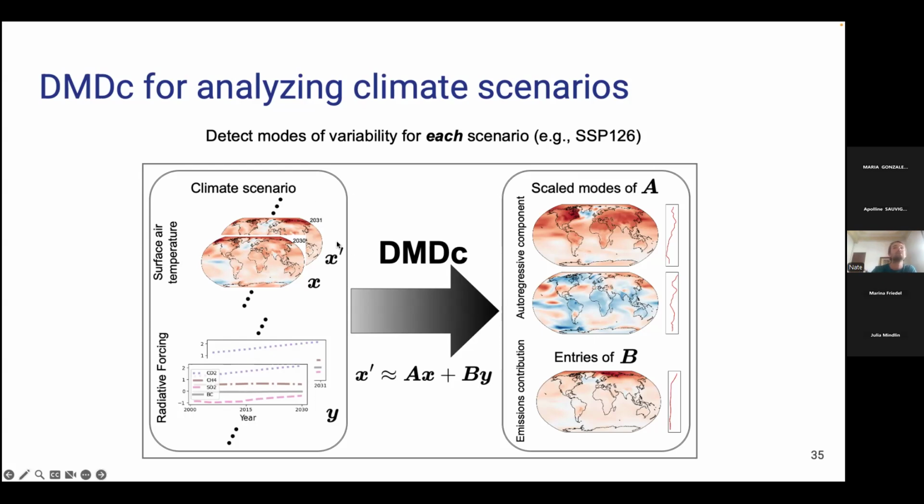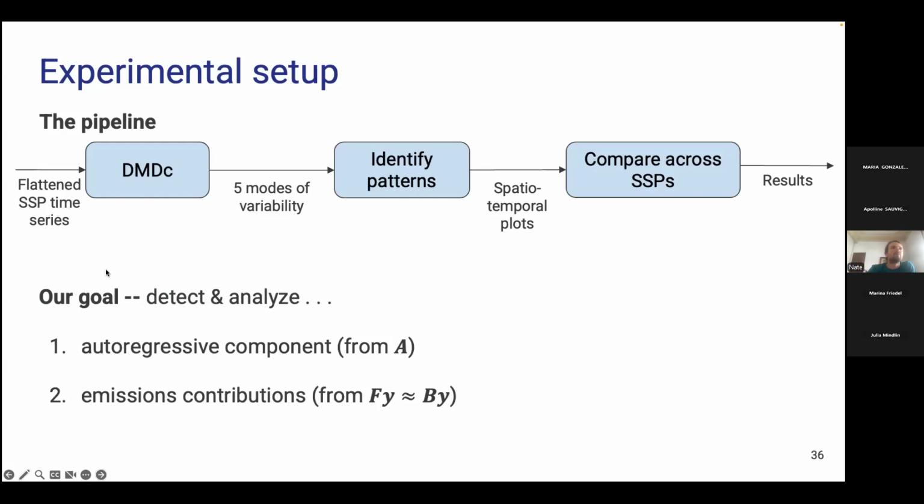So we can do this. What we do is we do this for each climate scenario, SSP 126, 245, and so on. So the pipeline is send in a flattened SSP time series. This includes surface air temperature and radiative forcing, run DMDc. We choose to extract 5 modes of variability to give us these spatial temporal plots, and we compare these across the shared socioeconomic pathways. So our goal now is the same as it was at the beginning, but now in order to do this, we're going to detect and analyze the autoregressive component and the emissions contributions.